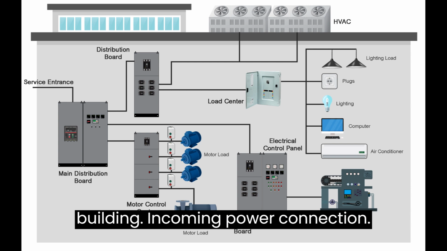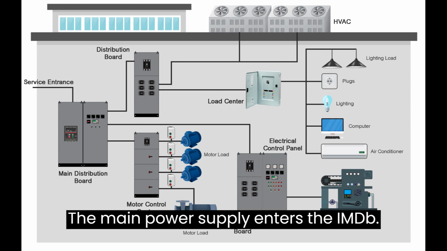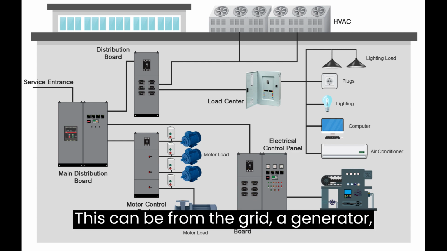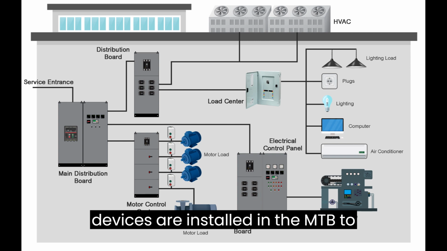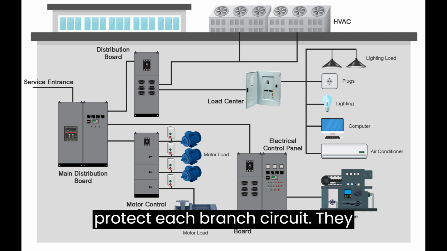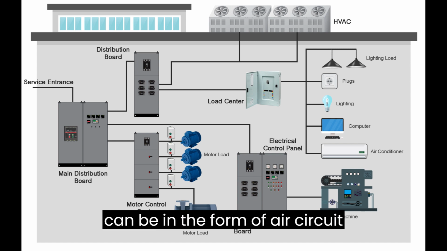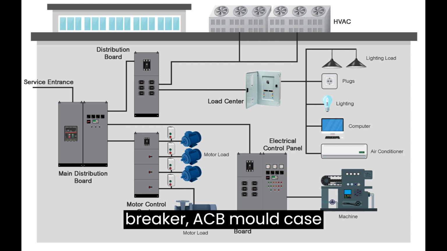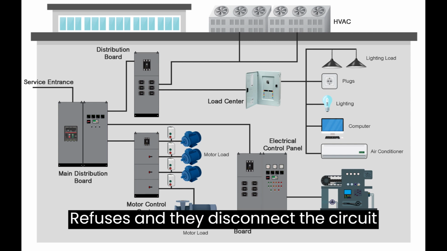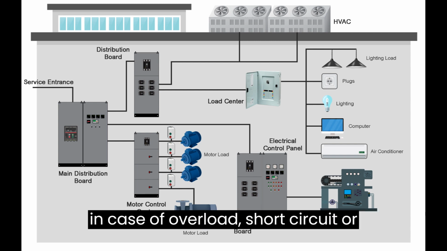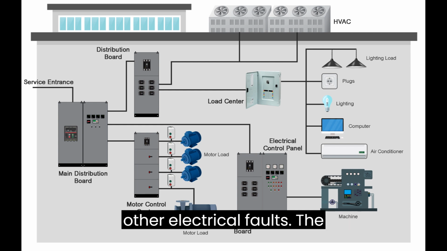building. Incoming power connection: the main power supply enters the MDB. This can be from the grid, a generator, or another power source. Protective devices are installed in the MDB to protect each branch circuit. They can be in the form of air circuit breakers, ACB, molded case circuit breakers, MCCBs, or fuses, and they disconnect the circuit in case of overload, short circuit, or other electrical faults.